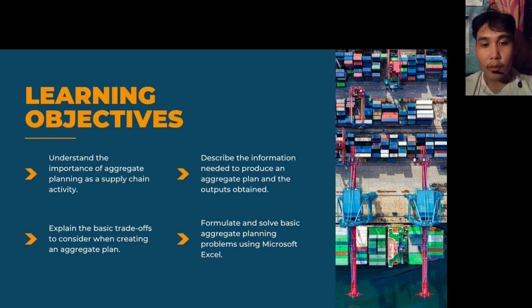By the end of this presentation, we aim to cover a few key learning objectives. First, we will understand the vital role aggregate planning plays as a supply chain activity. Then, the data required to build these plans and the basic trade-offs managers must consider. And finally, we will show you how to formulate and solve these complex operational problems using Microsoft Excel.